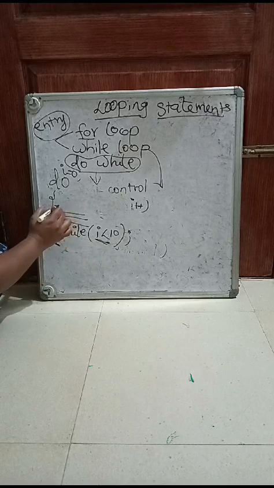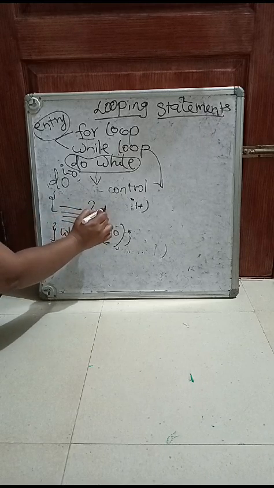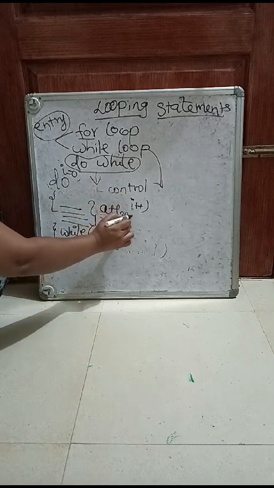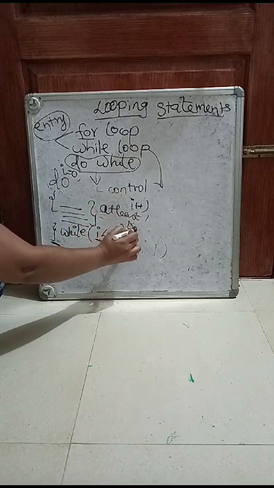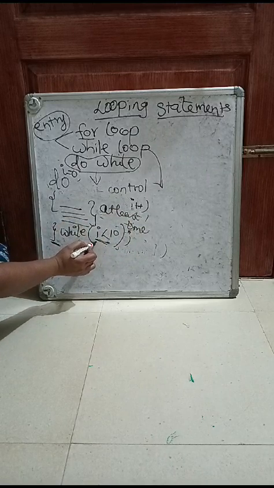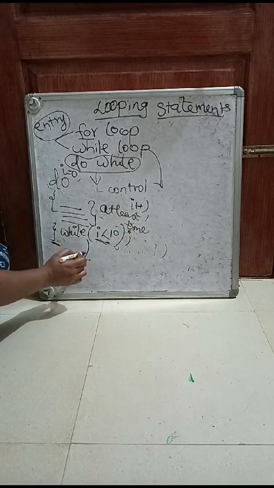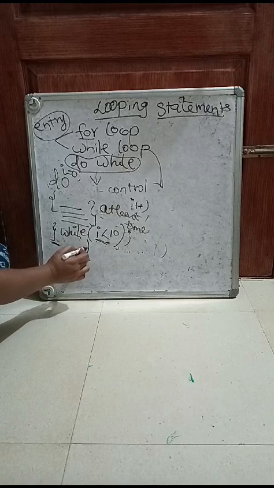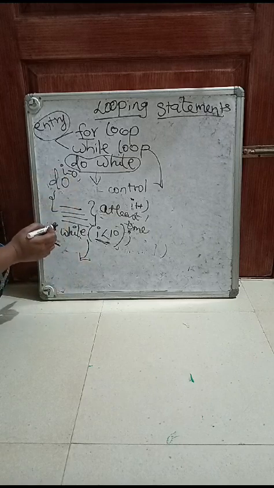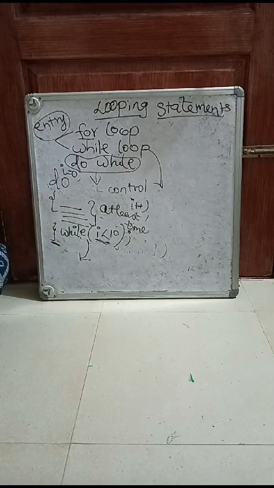That is, the statements inside the do loop are going to execute at least one time. After that only it is going to check the condition. So whether the condition is true or false, if it is true, it will execute again, and if it is false, it will exit. So this is called an exit control looping statement.